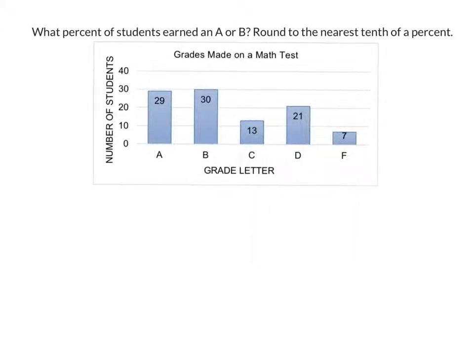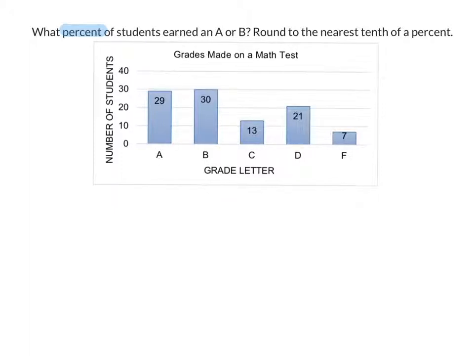What percent of students earned an A or B? Round to the nearest tenth of a percent. So here we're asked to find the percent. Remember, a percent is just a part over a whole. So first we'll find the number of students that made an A or a B, and then we'll divide by the total number of students who took the test.